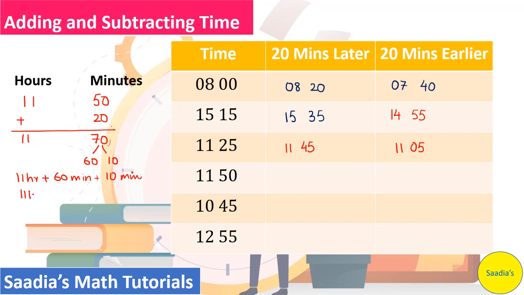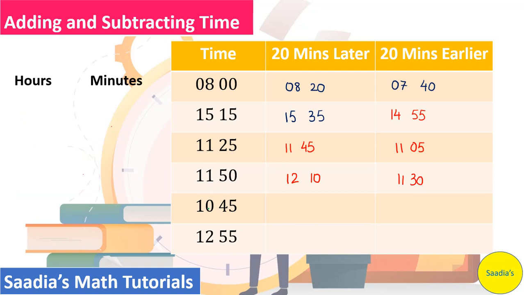60 minutes mean 1 hour. So 11 hours plus 1 hour mean 12 hours and 10 minutes. So 12 hours and 10 minutes means 12:10. And what is the time 20 minutes earlier? Simply subtract 20 from 50. What do we get? 11:30. So let's do the next one.